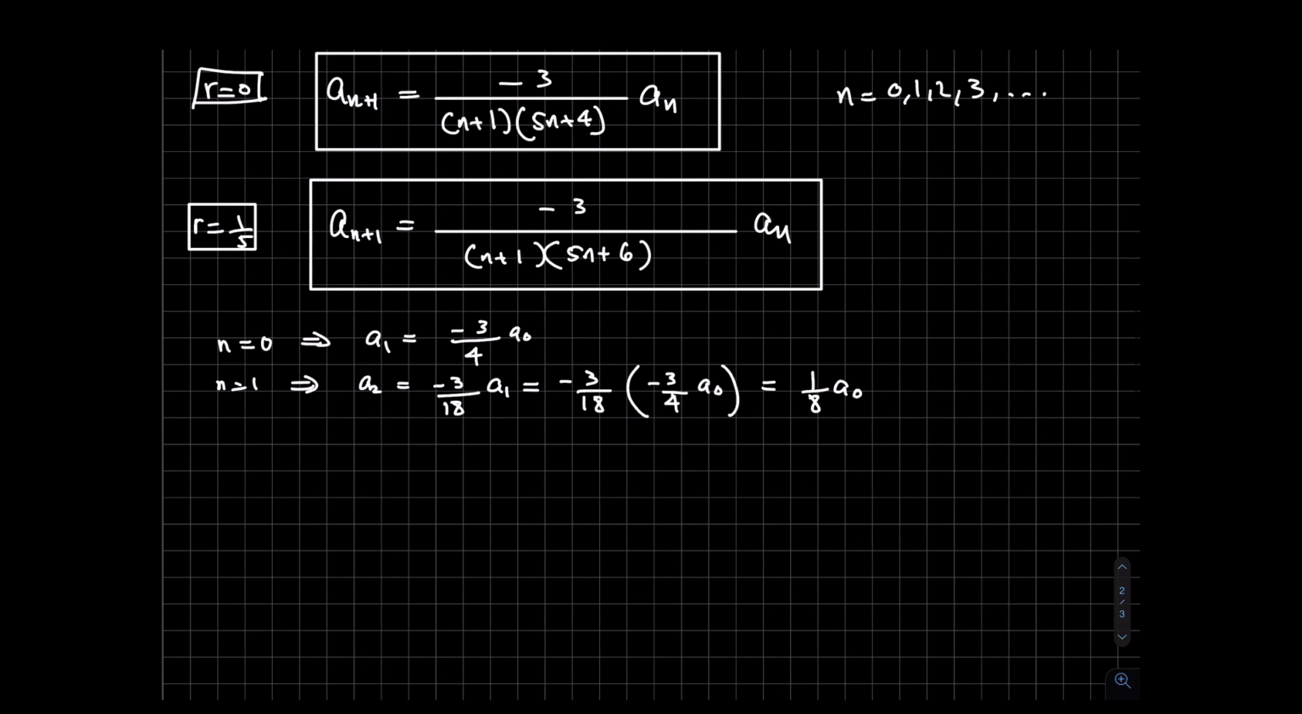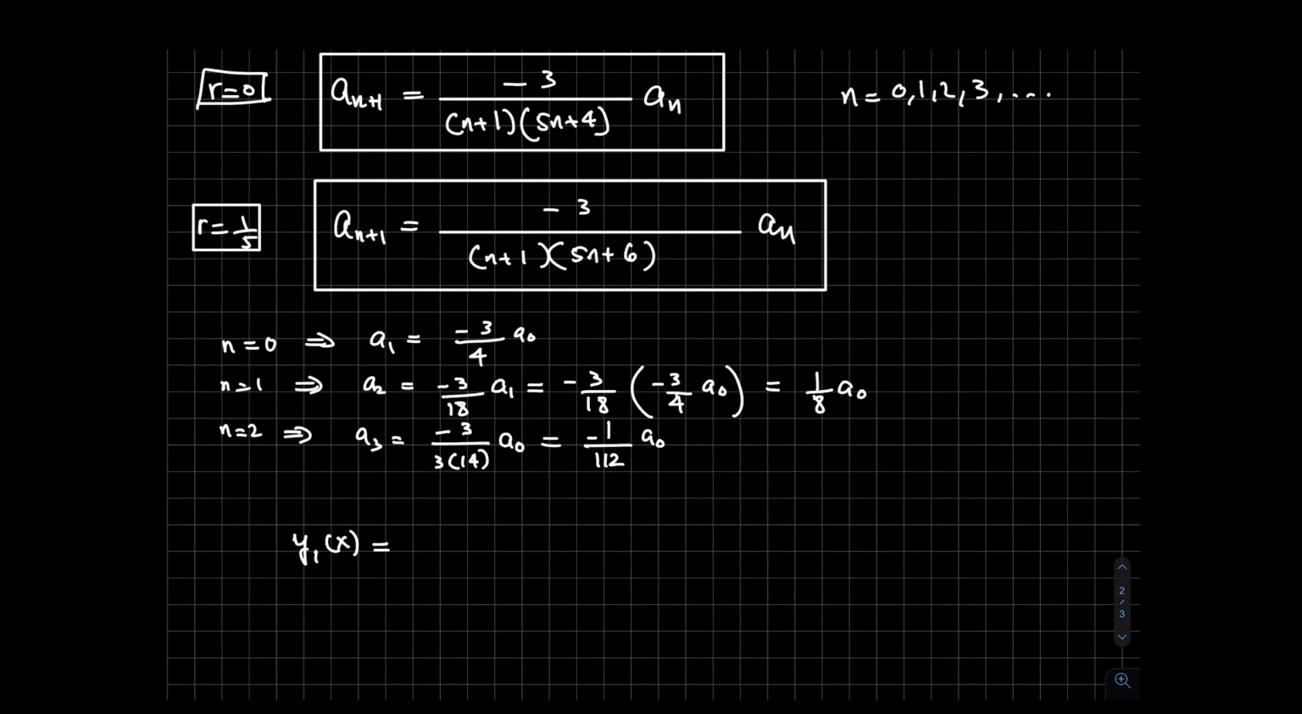Okay, so if n is equal to 2, now a3 becomes negative 3 over 3 times 14 a2, but a2 is 1/8 a naught, so if you combine those, it'll become negative 1 over 112 a naught. Now if I write my solutions with these, I'll have y1 of x. At this point I have enough coefficients to write my solution. Remember, my solution always has to start with x to the power of r, which was what? Even though it's 1, you still have to respect it and start with it.